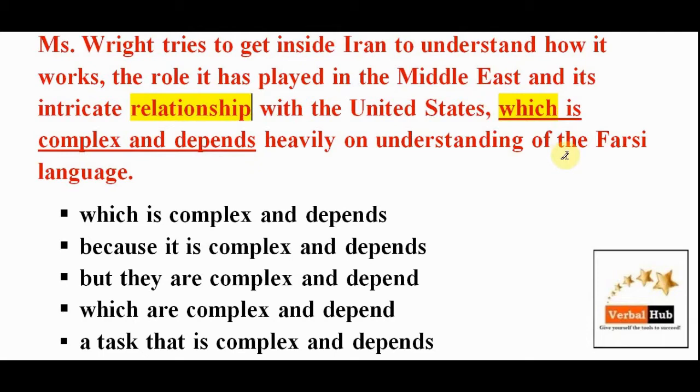Why? Because understanding of the Farsi language. So relationship depends on understanding of the Farsi language. That does not have sense. It is something that depends on. So option A out.